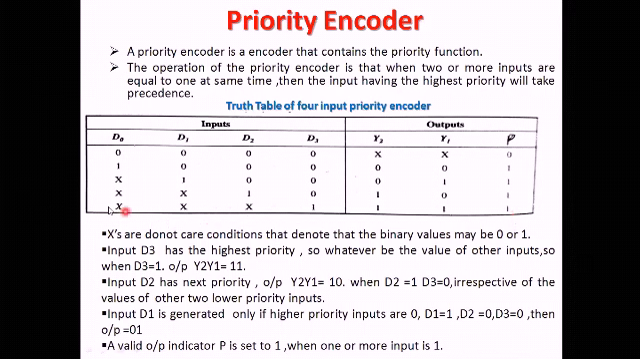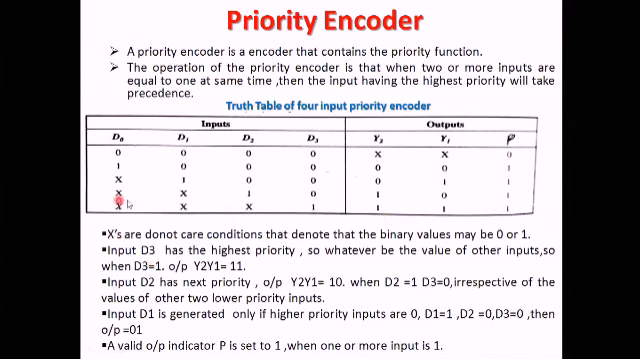First of all, look here that there are 3 don't care conditions and there is a 1 here. So as there is a 1 here, the priority function is equal to 1. Now this function will look for the input having the highest priority. This D3 is having the highest priority, so D3 will be going as the output. That is Y2 and Y1 is equal to 1, 1.